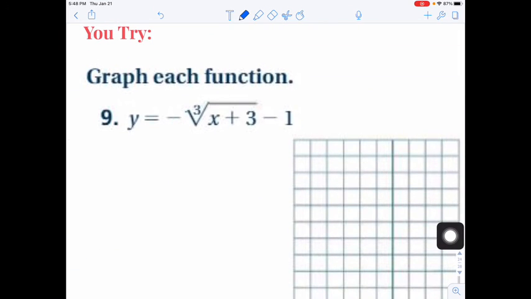Now I would like you to try number 9. Graph each function: y equals the negative cube root of x plus 3 minus 1.